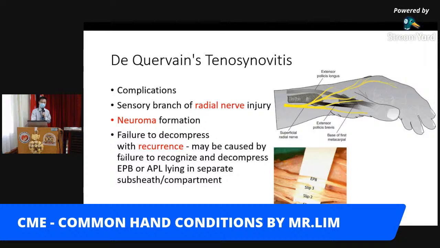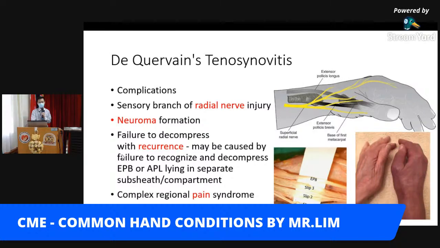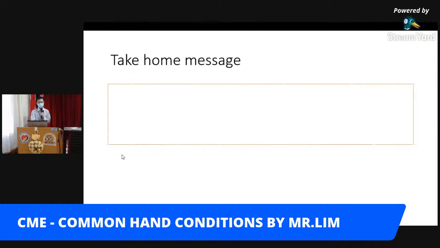So with this in mind, you understand that when we do injection, we do it blindly. Sometimes with ultrasound guidance, but not many centers can do that. So even with ultrasound guidance, you can miss the subsheath, right? You can miss multi-slips as well. So recurrence rate is very high. And complex regional pain syndrome.